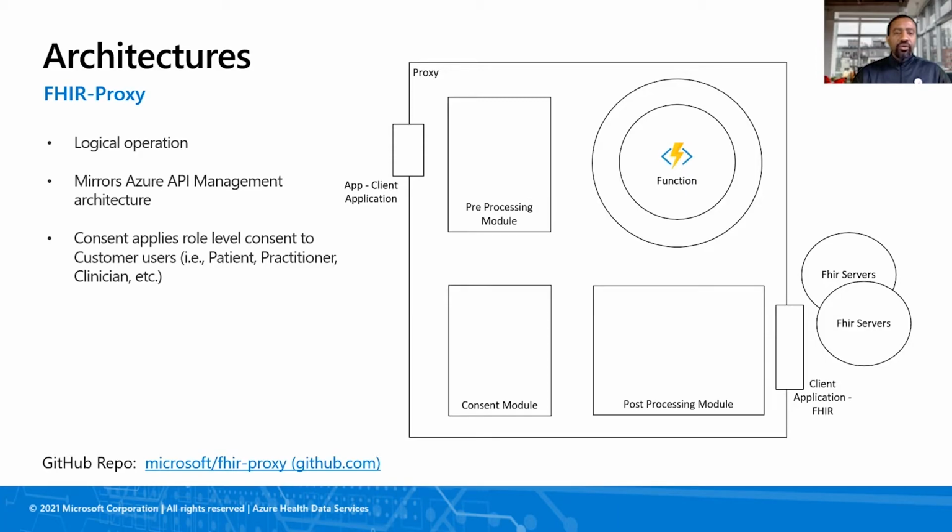Furthermore, if you wanted to do things specific to a version of FHIR, R2 versus R4, we give you the ability to implement those capabilities and, for example, route requests to specific FHIR servers on the back end.